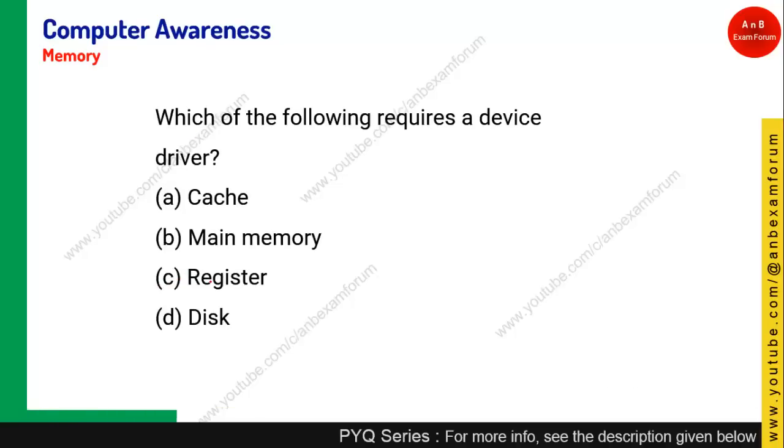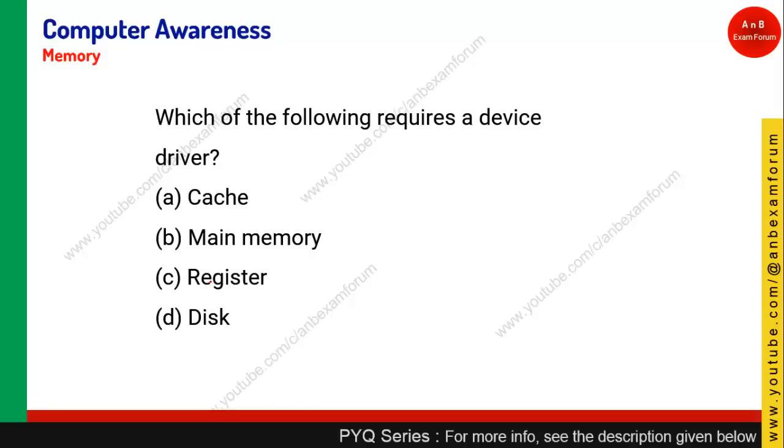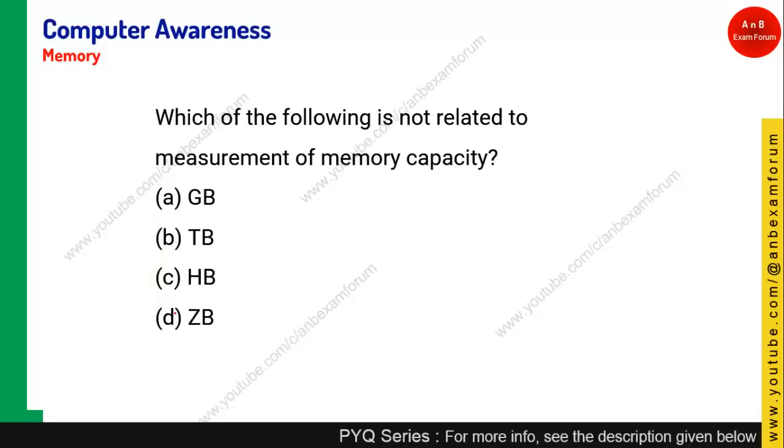Which of the following requires a device driver? Whenever the device is external to the PC, it requires a device driver. Since cache, main memory and register are internal to the computer, whereas disk is somewhat external, the disk requires a disk driver, which drives the disk. So option D, those who have answered that, well and good.